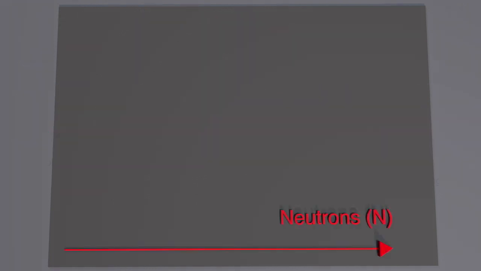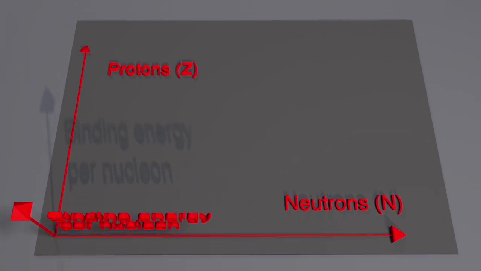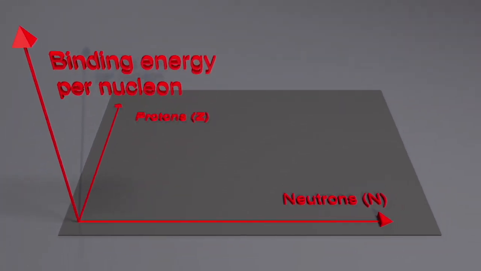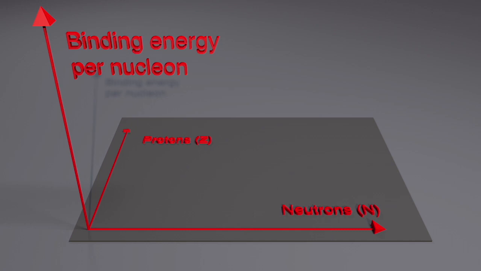Here, we show the effect of each of these terms as a function of the number of neutrons, N, and protons, Z. The sum of neutrons and protons gives the total number, A, of nuclides of the element, which is proportional to the volume of the nucleus. The semi-empirical mass formula can be visualized as a three-dimensional plot, where the height corresponds to the binding energy per nucleon.